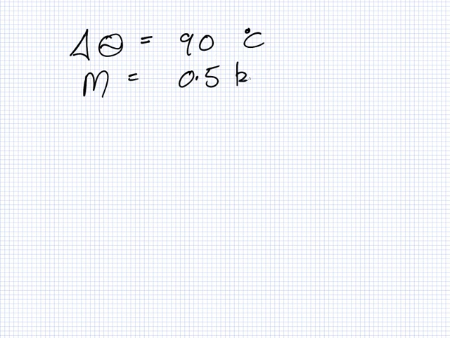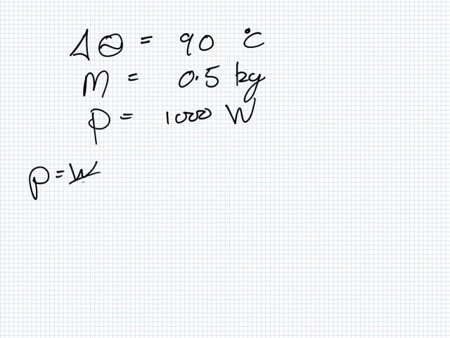And what temperature are you trying to get the water to? 100. Good. So what is the delta theta here? 90. Okay, and what's the mass? We said it was 0.5 kilograms. And what's the power? It's 1,000 watts. Okay, and we want the time. So, power equals work over time, so time equals work over power.